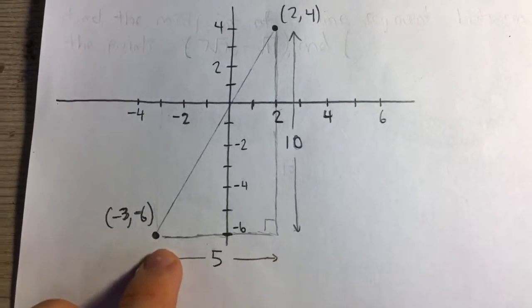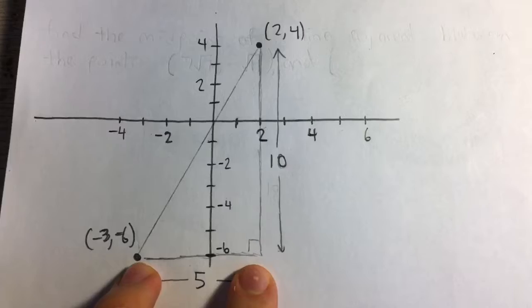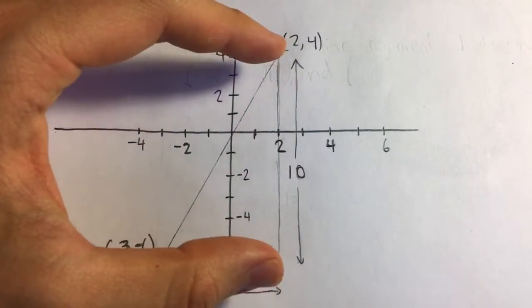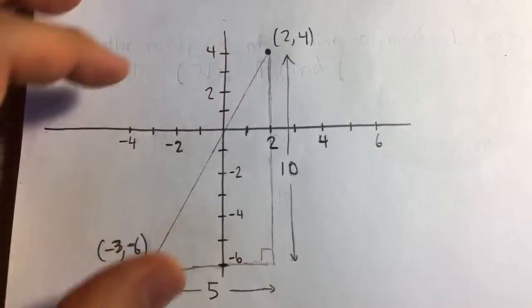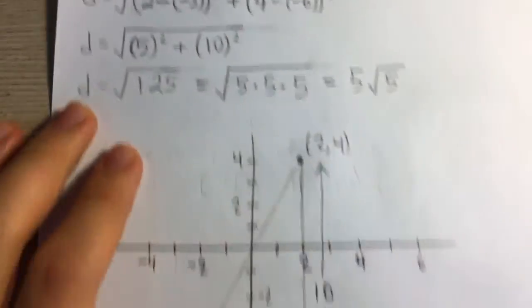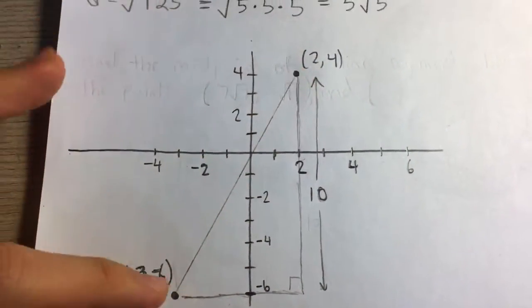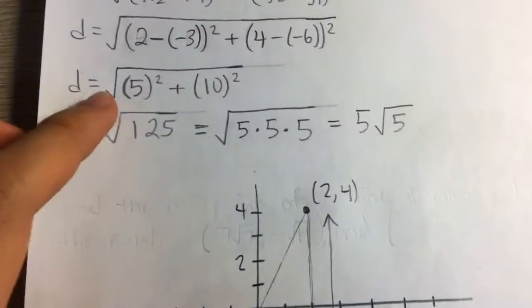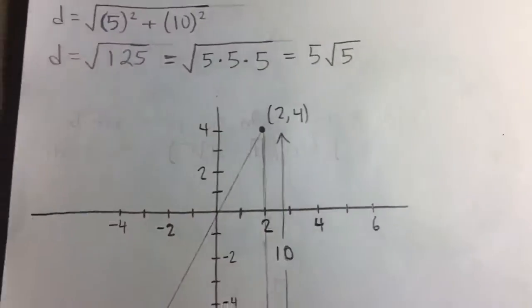And you see the bottom here is 5 units. From -3 to 2, that's 5 units. The difference in the y coordinates is 4 to -6, so it's 10 units. And you can see that's what we have in our formula. We have 5 squared plus 10 squared equals the hypotenuse squared. And so the hypotenuse is the square root of 125, or 5 root 5.